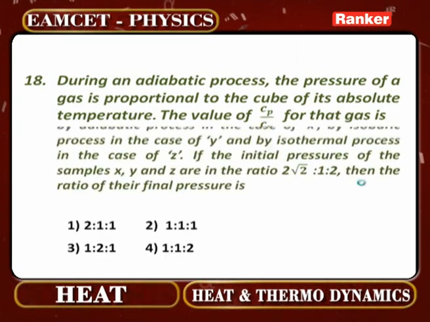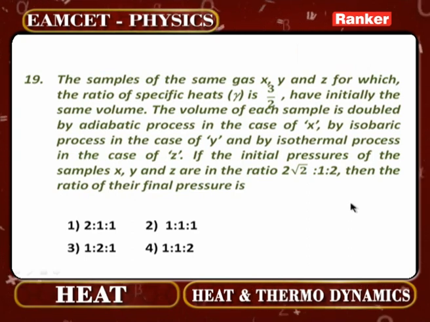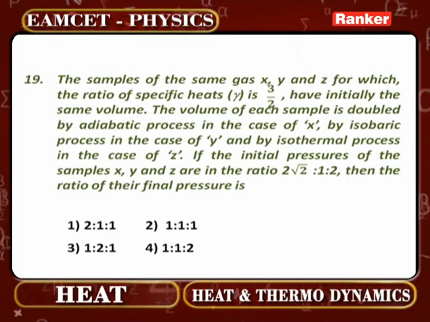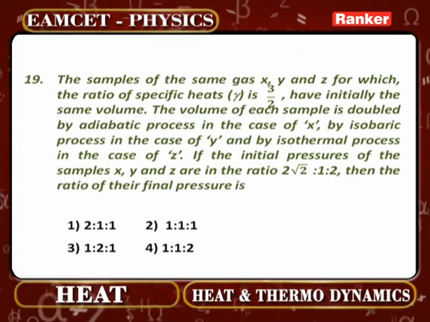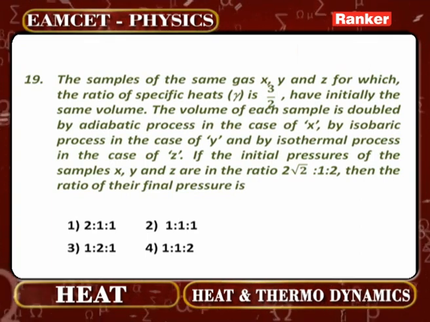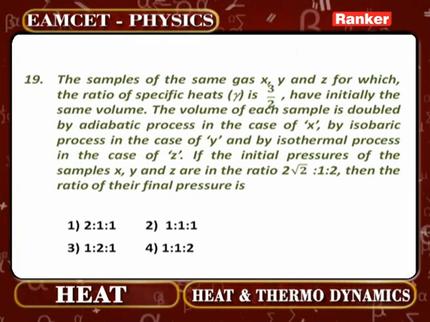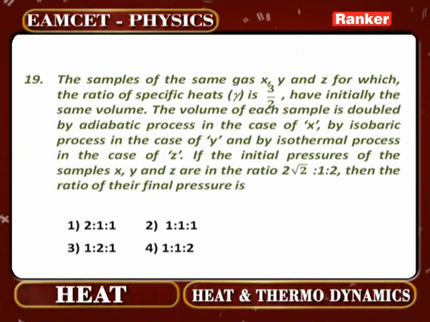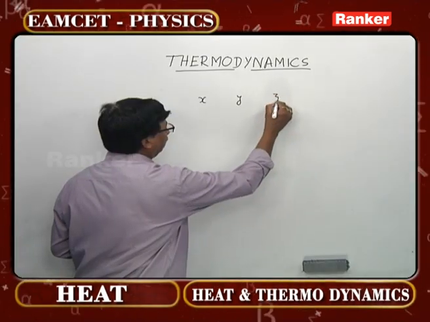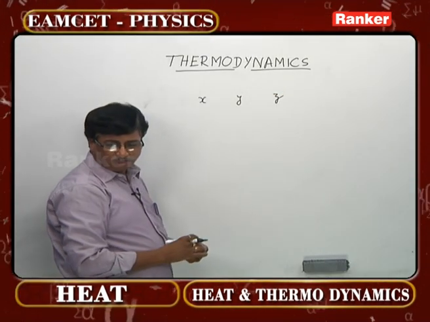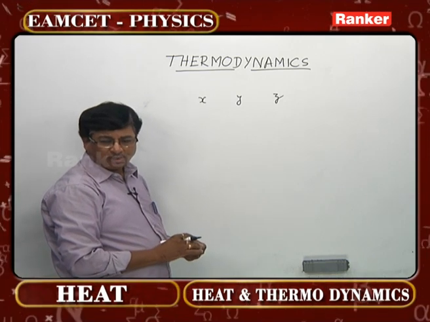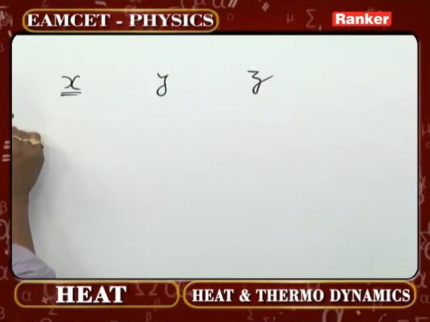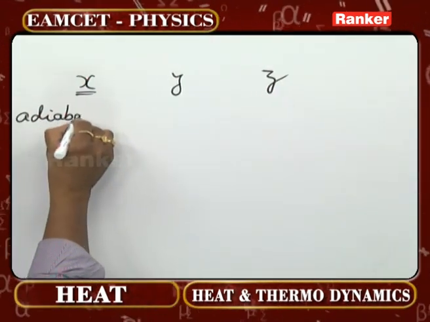So let us check the next problem, that is question number 19. The same question has been asked in one of the Eamcet examinations in the previous years. See that question carefully. The samples of the same gas X, Y and Z, for which the ratio of specific heats is 3 by 2, have initially the same volume. What are the things he is giving? X, Y and Z like this. And what did he say? The volume of each sample is doubled by adiabatic process in the case of X. For X it is adiabatic process.